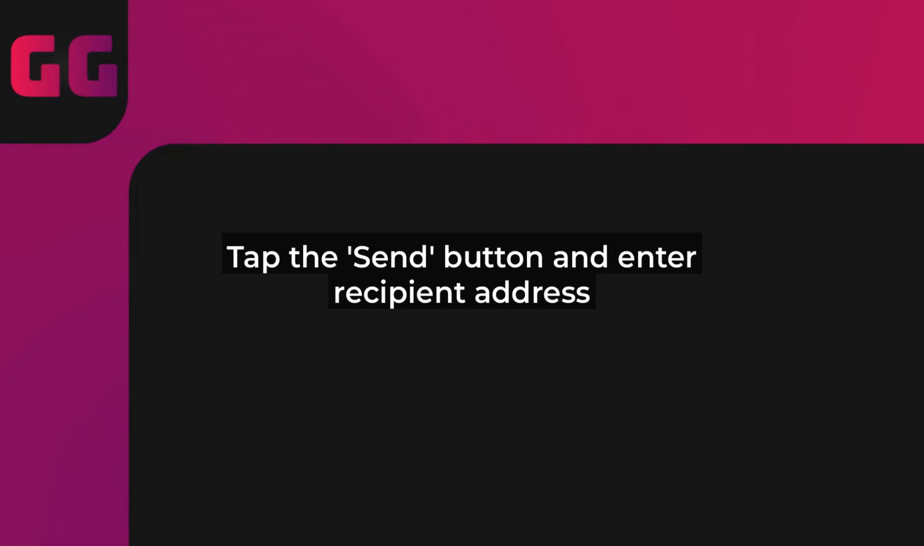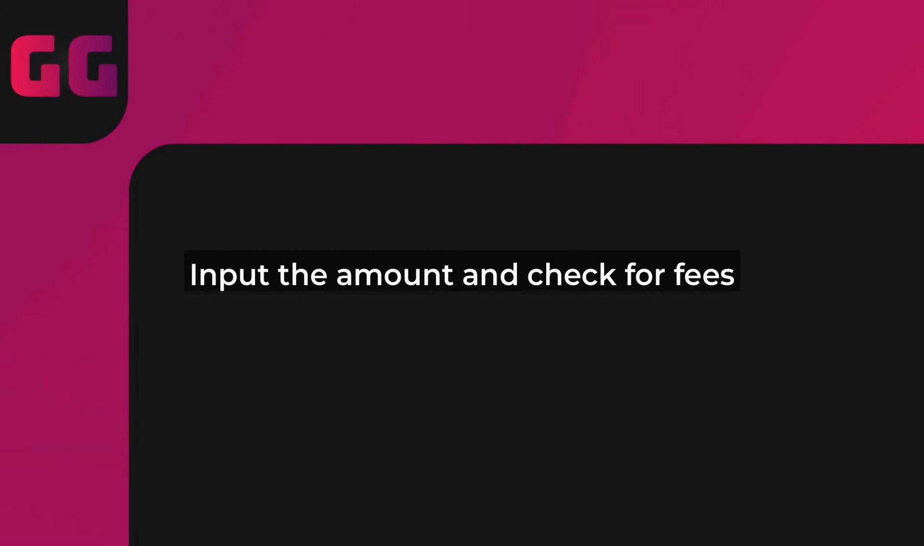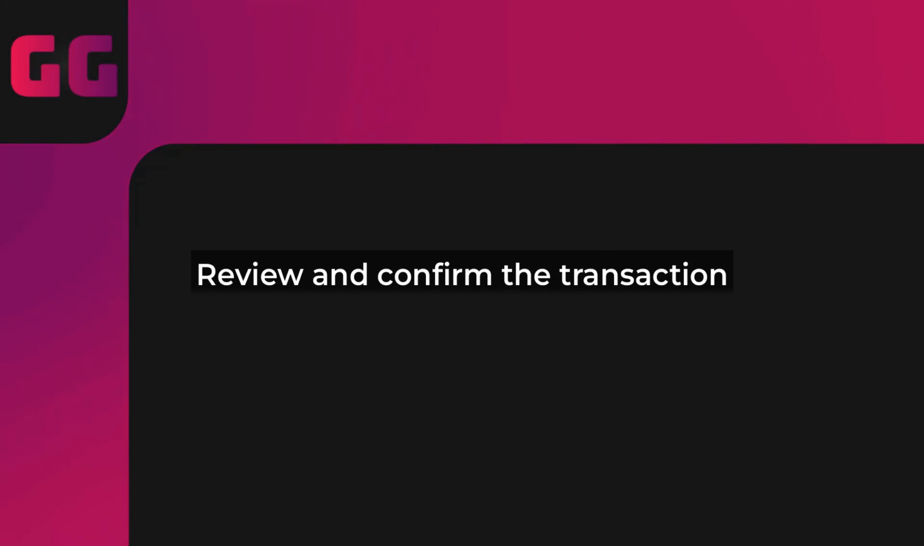Remember, there might be network fees, so keep an eye on that. For 2025, we're dealing with faster networks like BNB Smart Chain or Ethereum, which could affect your costs. After that, review the transaction details. Make sure everything looks correct, including the amount, address, and fees. If you're good to go, tap Confirm and authorize the transaction with your wallet's security features.